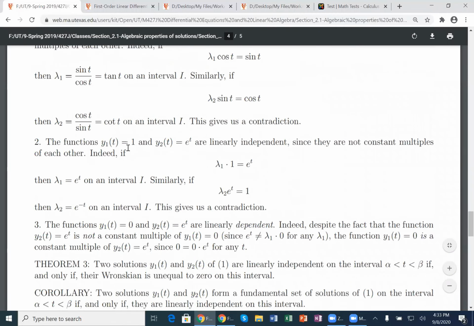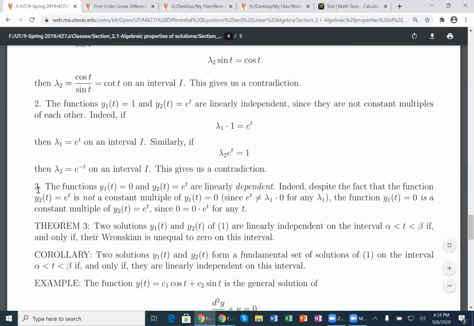Example number 2. Let us consider two functions, 1 and e to the t. These functions are linearly independent because e to the t is not a constant multiple of 1, obviously, because otherwise e to the t is a constant. And 1 is not a constant multiple of e to the t, because otherwise e to the negative t is a constant function, which is not true.